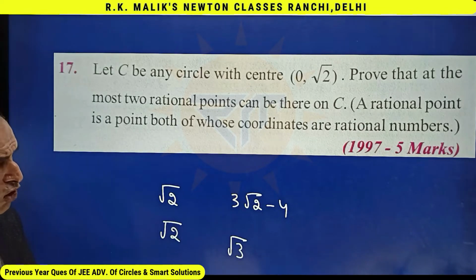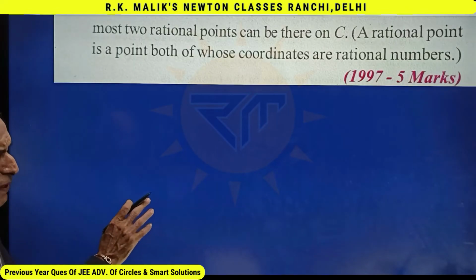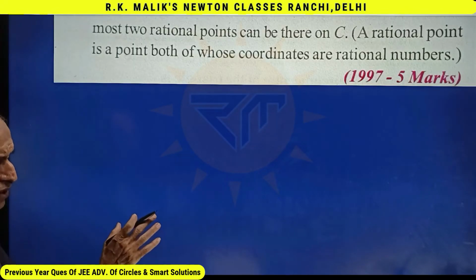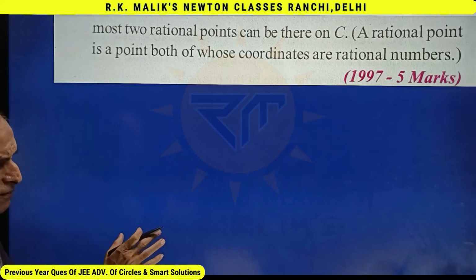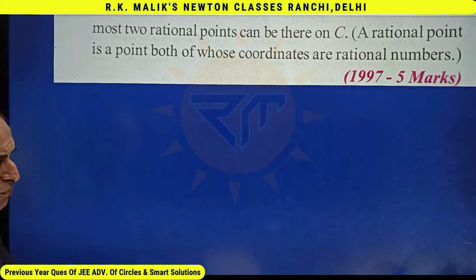Actually, I am dealing with all the cases just for crystal clarity of the solution of this question. First I will prove that if three rational points are there on the boundary of a circle, in that case the center will have to be a rational point. Rational point means whose x coordinate and y coordinate both are rational numbers. See why.